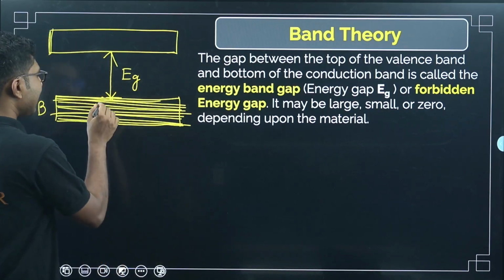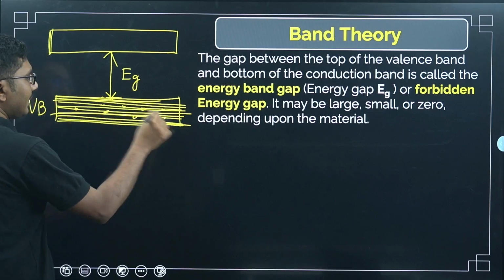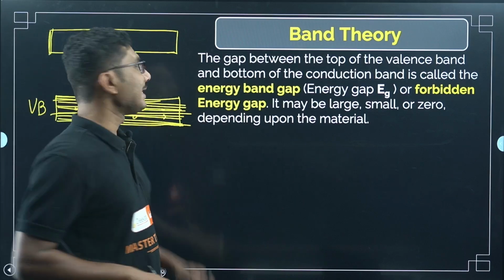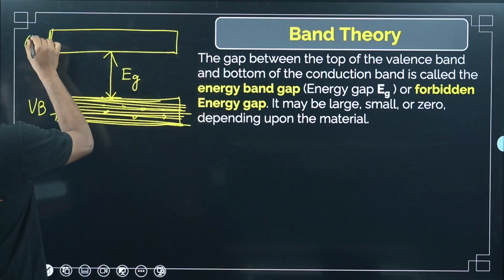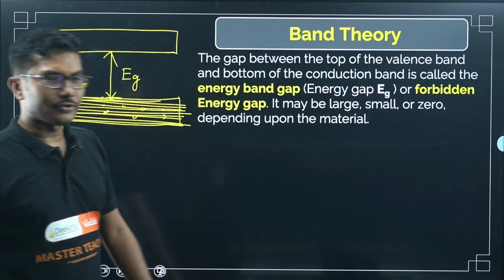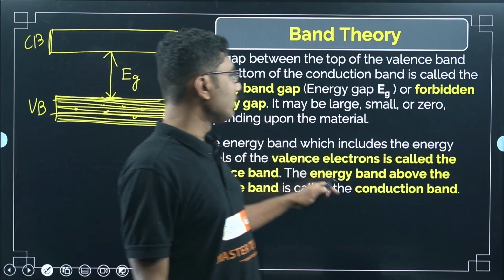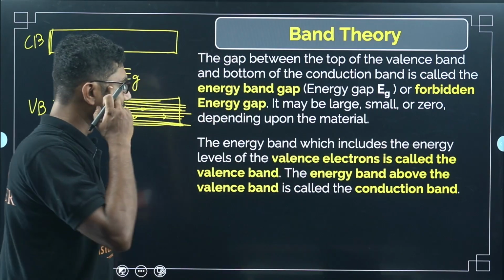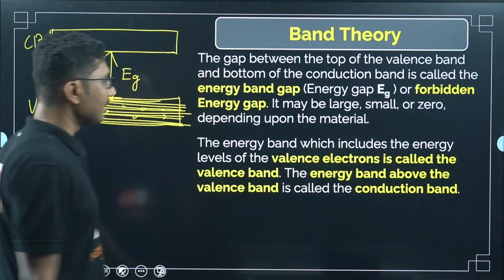So mostly all the electrons are staying here. And if we can take some electron from valence band to conduction band, something new will happen. That is very interesting, and we are going to discuss it in this lecture. The energy band which includes the energy levels of the valence electrons is called the valence band. The energy band above the valence band is called the conduction band.